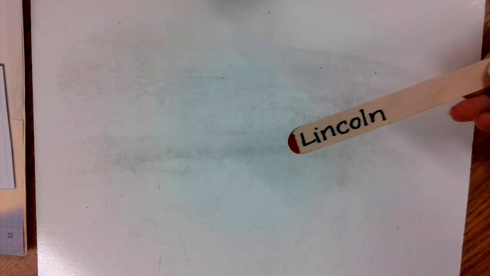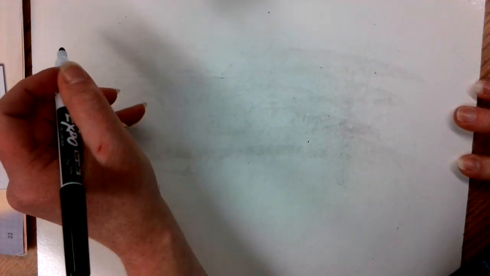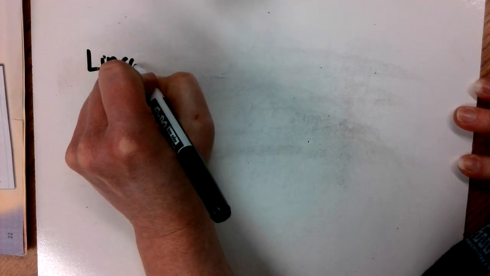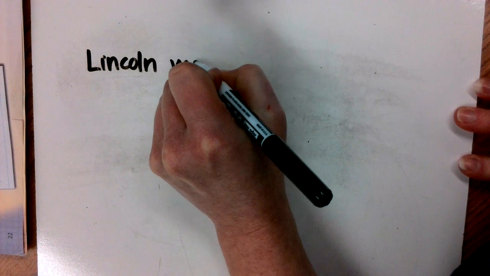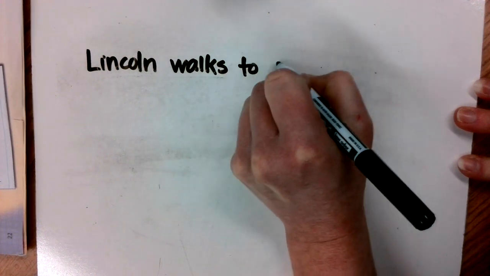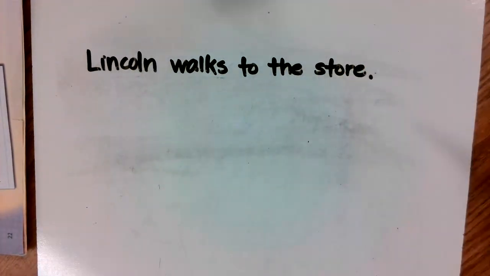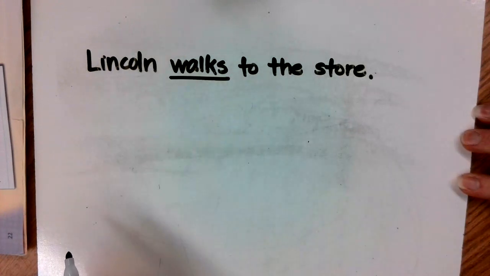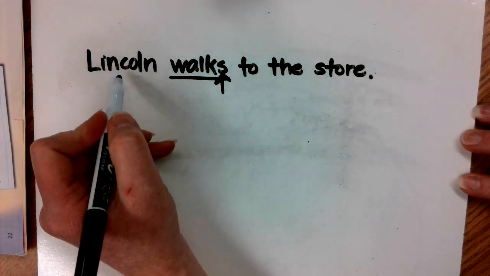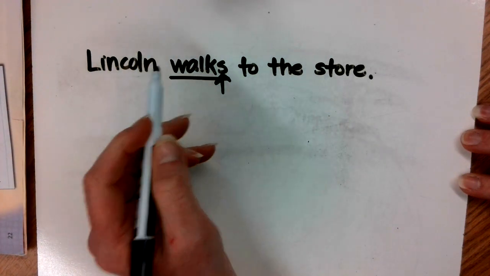Let's pick somebody to be famous, and I have picked Lincoln today. So Lincoln gets to help us and be famous. So let's say Lincoln walks to the store. And we're talking about verbs in the present tense today. Our verb is walk, and we put an S on it. Okay? Lincoln is singular, so we put an S on walk. Lincoln walks to the store.